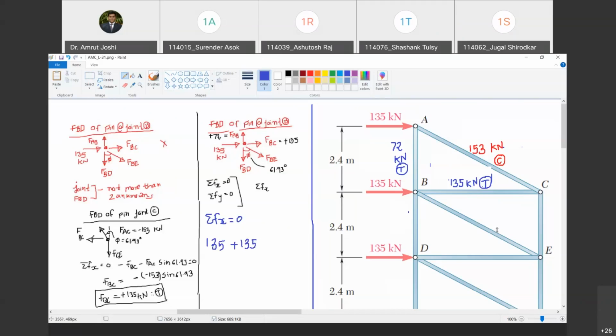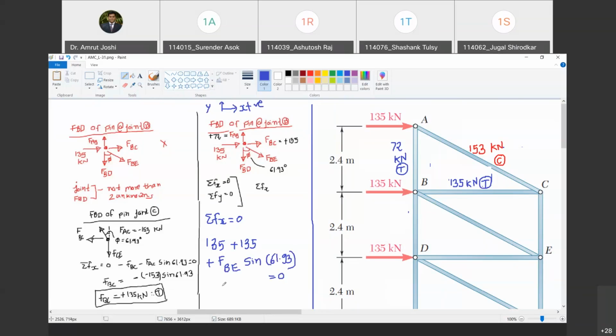FBD doesn't have any component because it is vertical, and now we have the component of FBE, and that is towards the right. This is X, this is Y, these directions are positive. Therefore the component of FBE is going to be positive, and that is equal to FBE sine phi. So plus FBE sine phi, where phi is 61.93 degrees. This must be equal to 0.